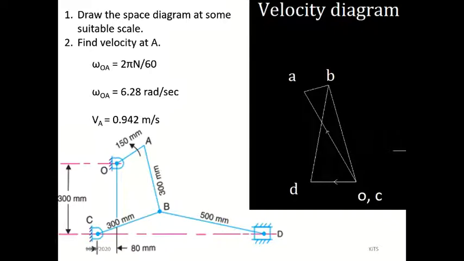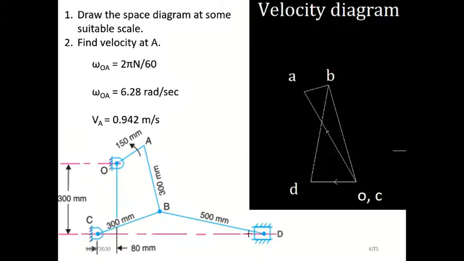I don't know which direction it will be in, so draw a line on both sides. I don't know where it starts and where it ends, but I know this is the BD line.